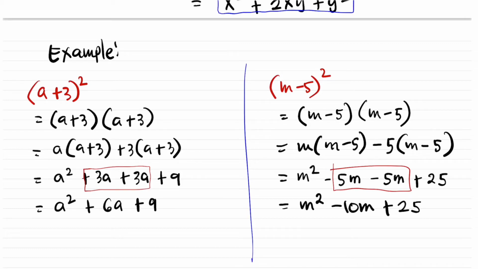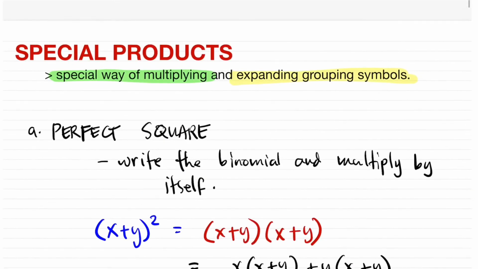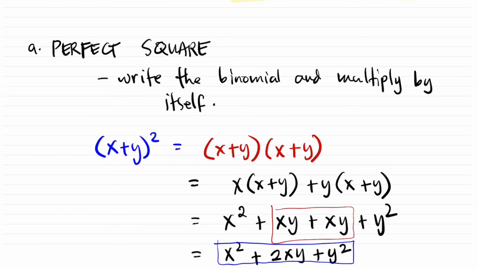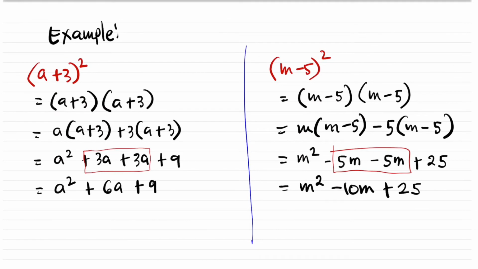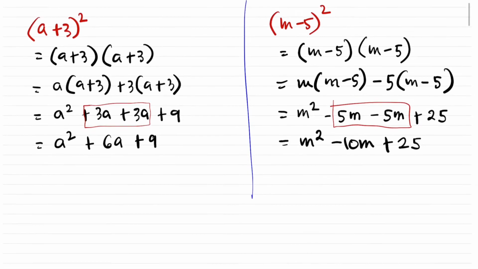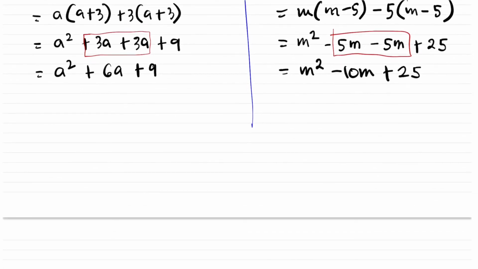That's how we expand perfect square. Perfect square: write the binomial and multiply it by itself, and then we follow the rules that we have when we do binomial product and simplifying grouping symbols. All right, we go for the next type of special product.